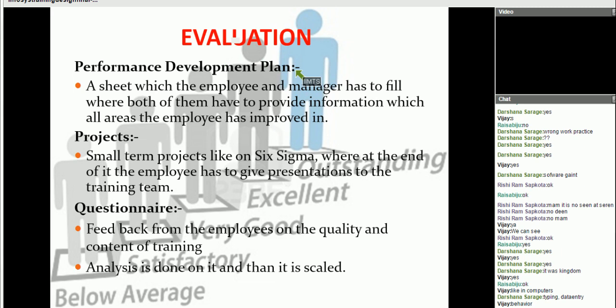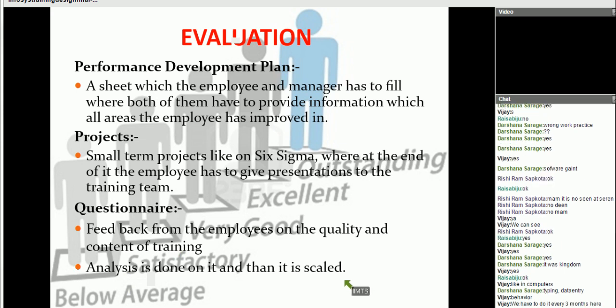Now, evaluation performance development plan. It is a sheet which the employee and the manager have to fill, where both of them have to provide information on which areas the employee has improved in. There's a checklist which has to be signed. In small term projects like Six Sigma, at the end the employee has to give presentations to the training team. Then questionnaires are made. Feedback from the employees on the quality and content of training is taken. Then analysis is done on it, and then it is scaled. Means it's not that if they have hired a particular team for training, they will continue.